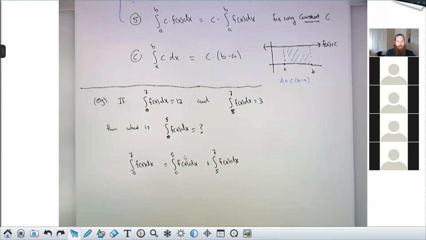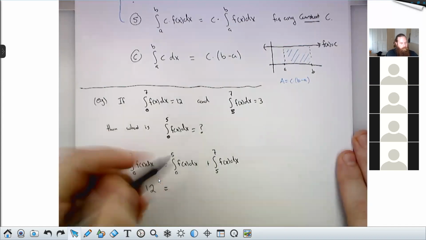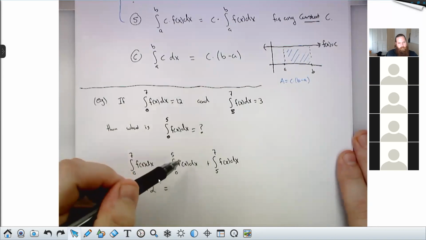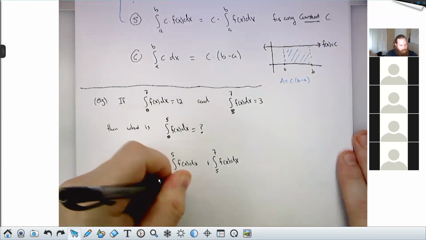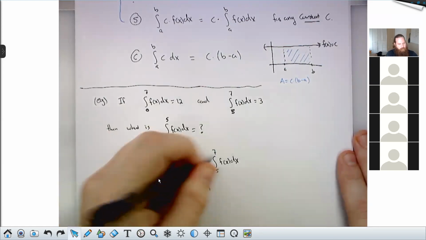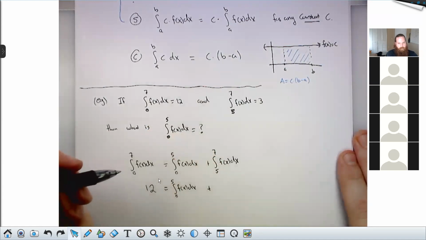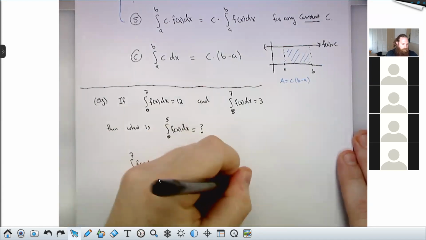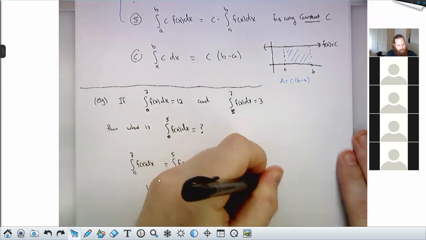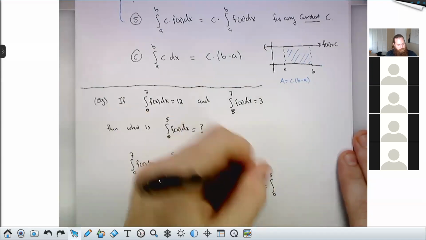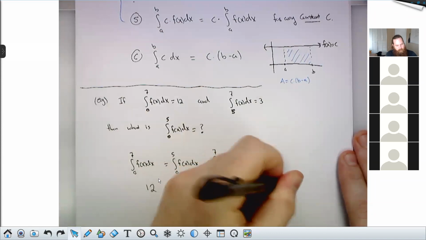Now let's see which pieces here do we know and which pieces here do we not know. Do we know what this guy is? 12? Yeah, this is 12. Do I know what this guy is? No, that's the thing I want. Okay, so let's leave that. Plus, do I know what this guy is? 3? Yeah. So if I subtract 3 from both sides, 12 minus 3 is 9. I'll get 9 is equal to the integral from 0 to 5 of f of x dx. That's it.